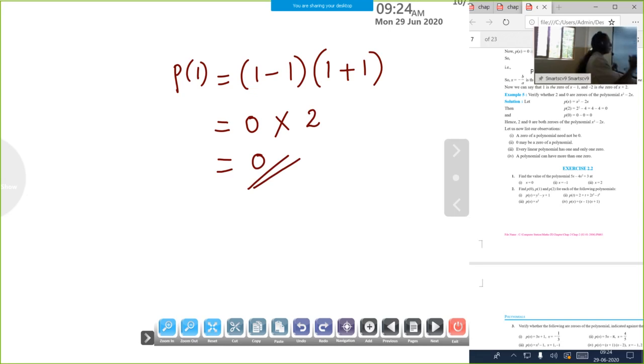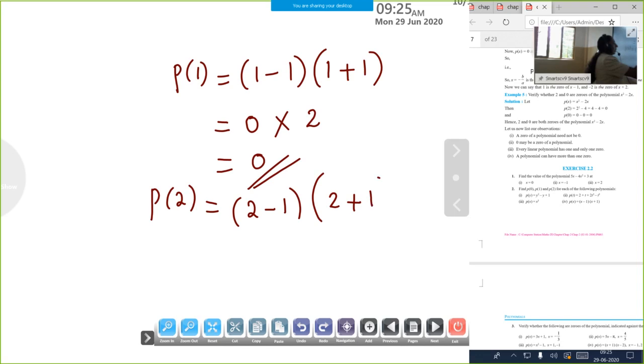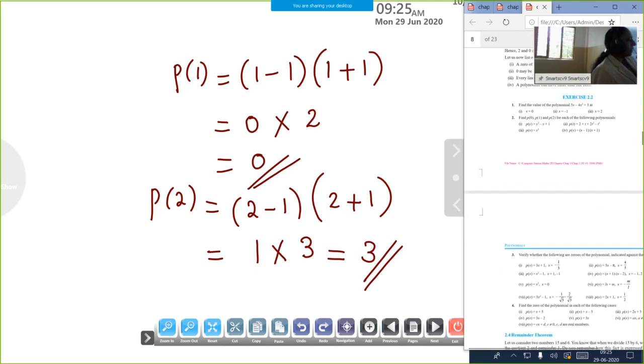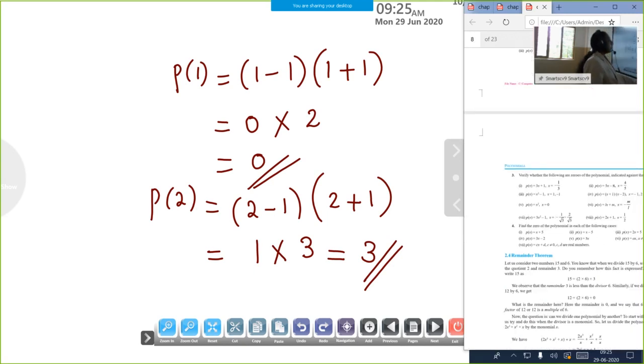Okay, last expression, P of 2. Same polynomial, we need to find the value of P of 2 equals x minus 1, 2 minus 1 into, second term, 2 plus 1. 2 minus 1 into 2 plus 1. What is 2 minus 1? The answer is 1. Into, this bracket shows it is into. 2 plus 1 is 3. What is 1 into 3? It is 3 itself. This way we find the value of a polynomial. Hope it is clear for you.